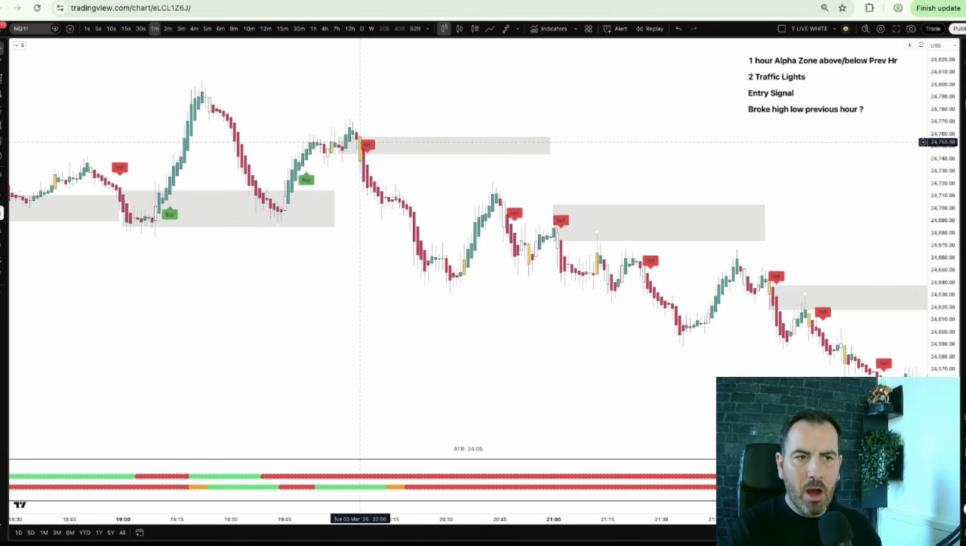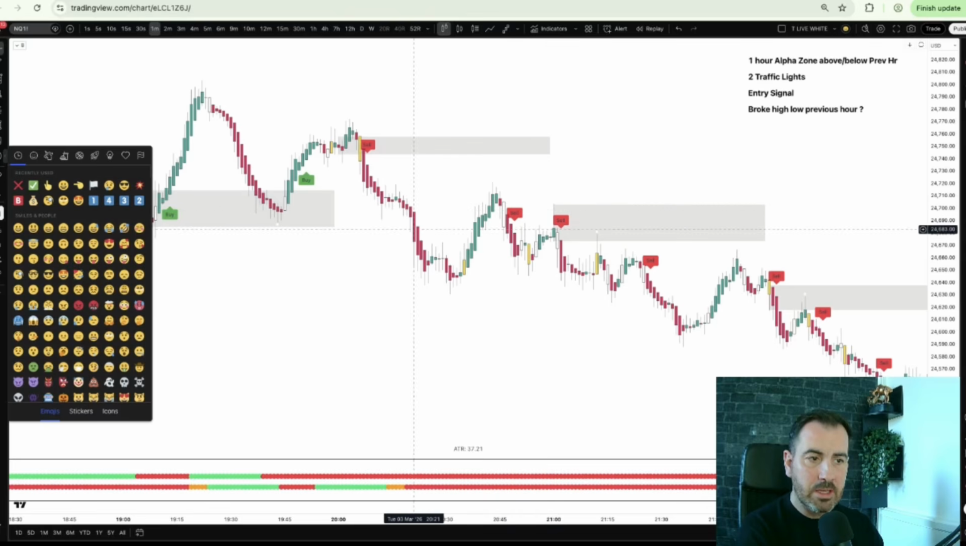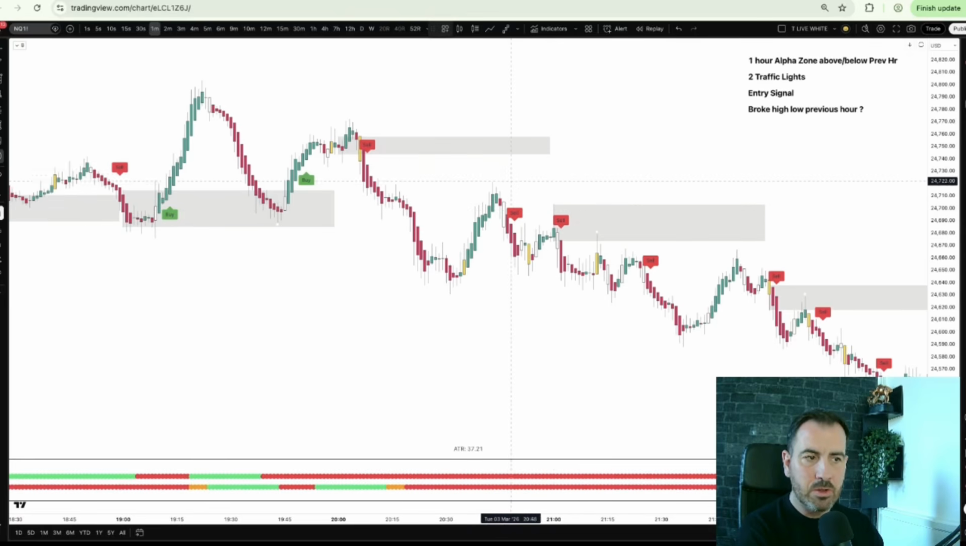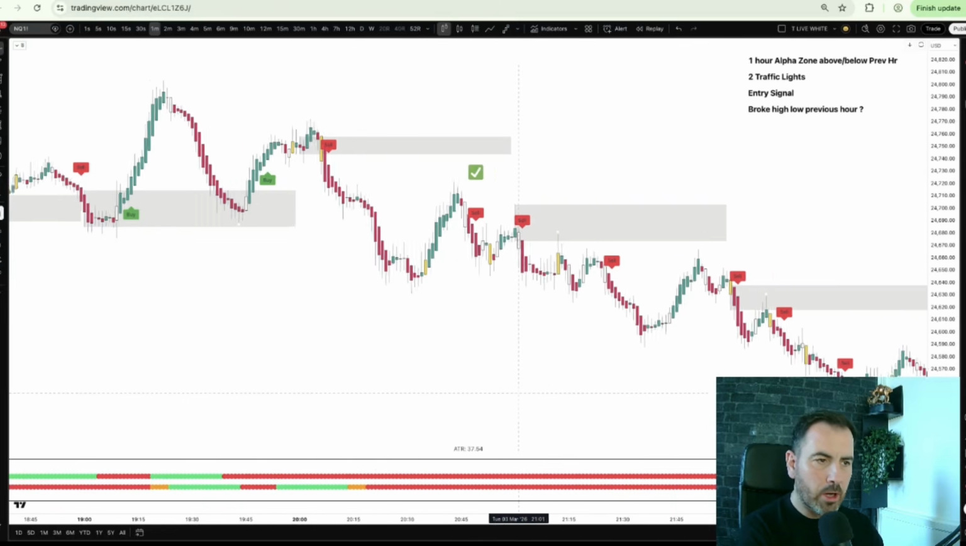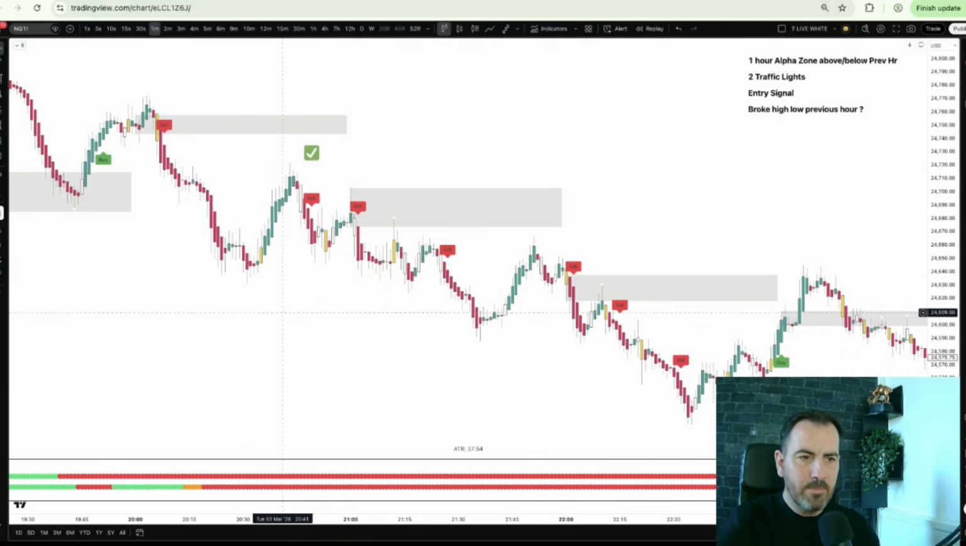So again, our 1 hour alpha zone is above, so we're looking for buys unless we get any other indication. And we only get a sell signal there. Now, when this sell signal happens, our traffic lights have aligned, and you'll see at this point we've taken the low of our previous hour here. So that would give me more indication that actually this price wants to continue on down here. There's a good chance of that. So I would be taking this trade, and I would put my stop order above the high, and go for 1R. So there's our first win.